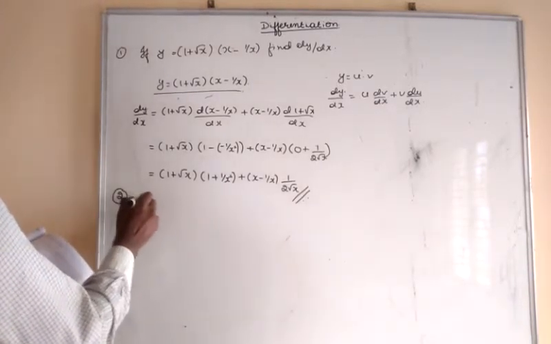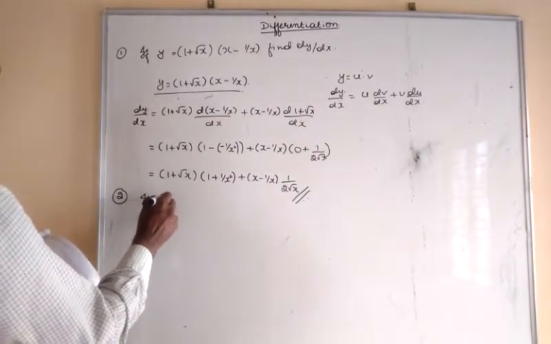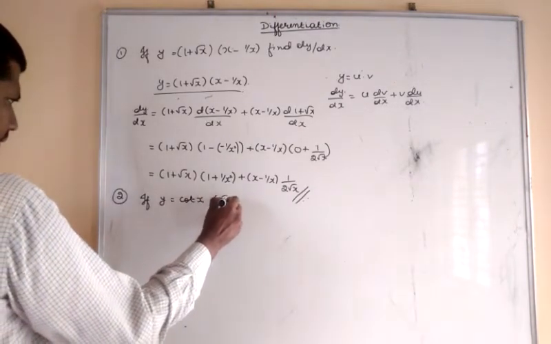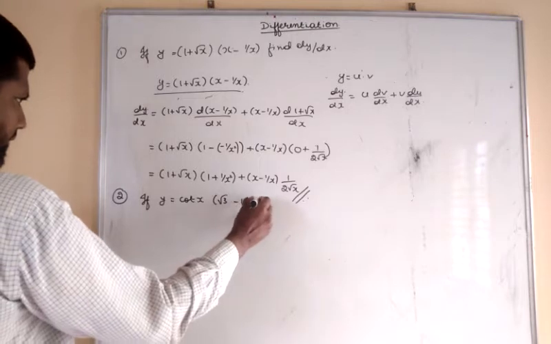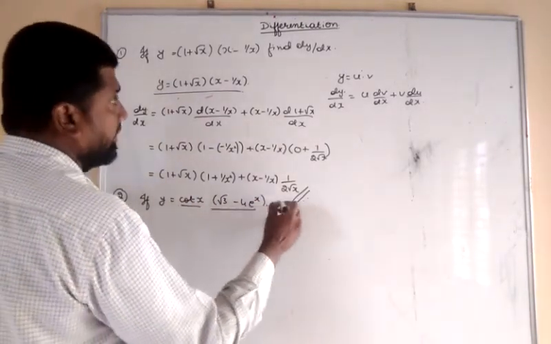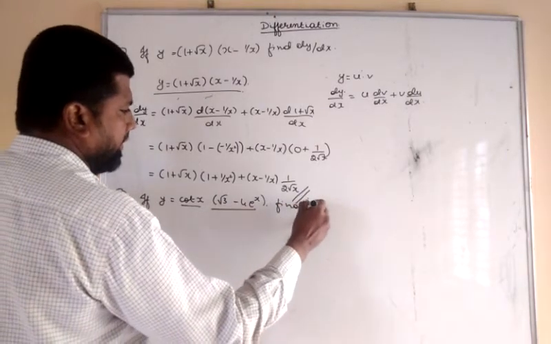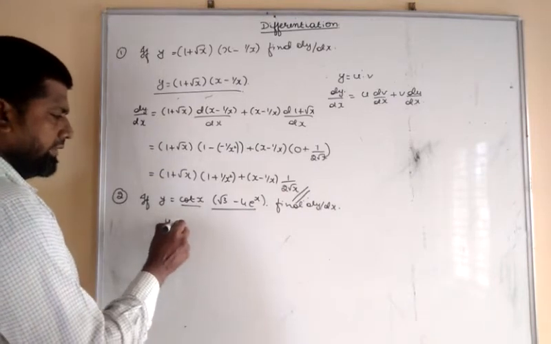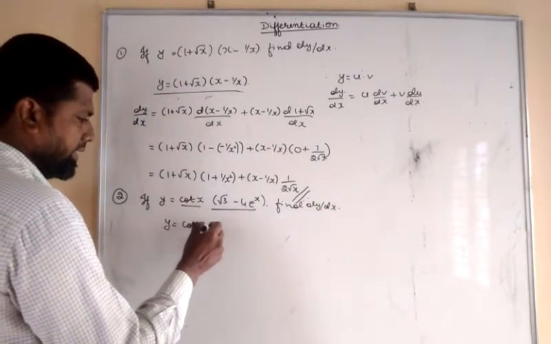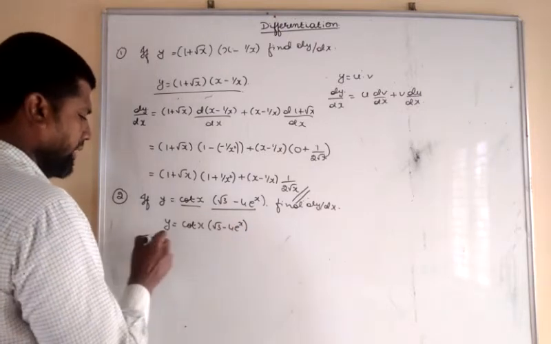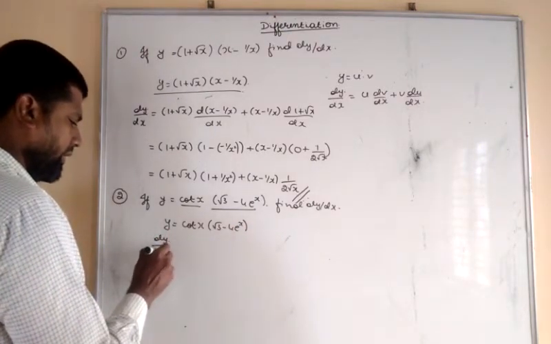Second problem: if y is equal to cot x times (root 3 minus 4 e to the power of x), find dy by dx. So this is a function and this is a function. Let us take the function y is equal to cot x into root 3 minus 4 e to the power of x. Let us apply the formula here.